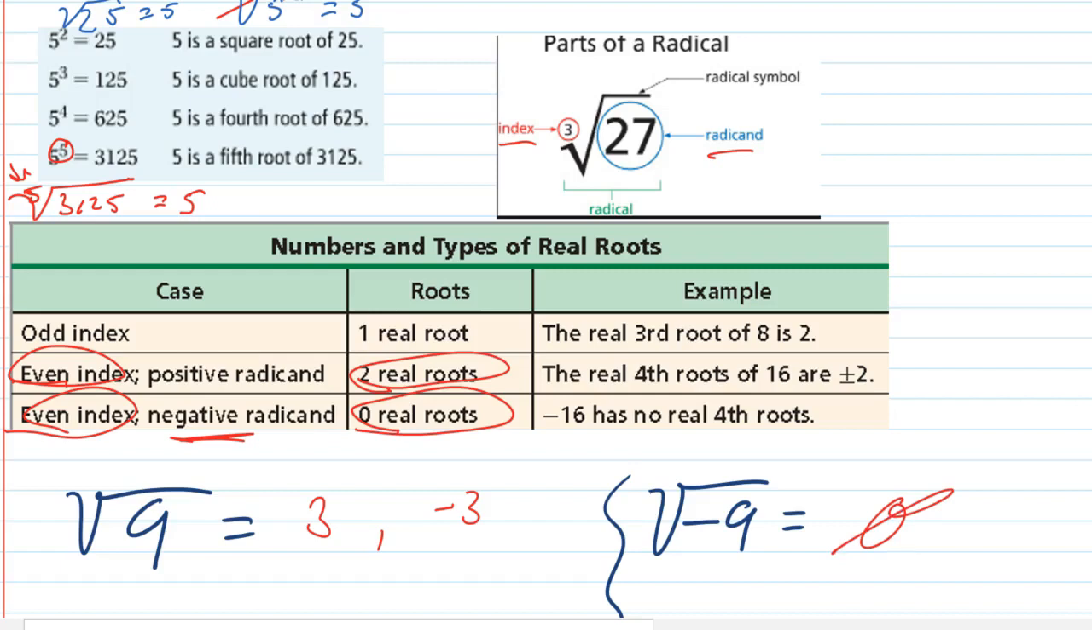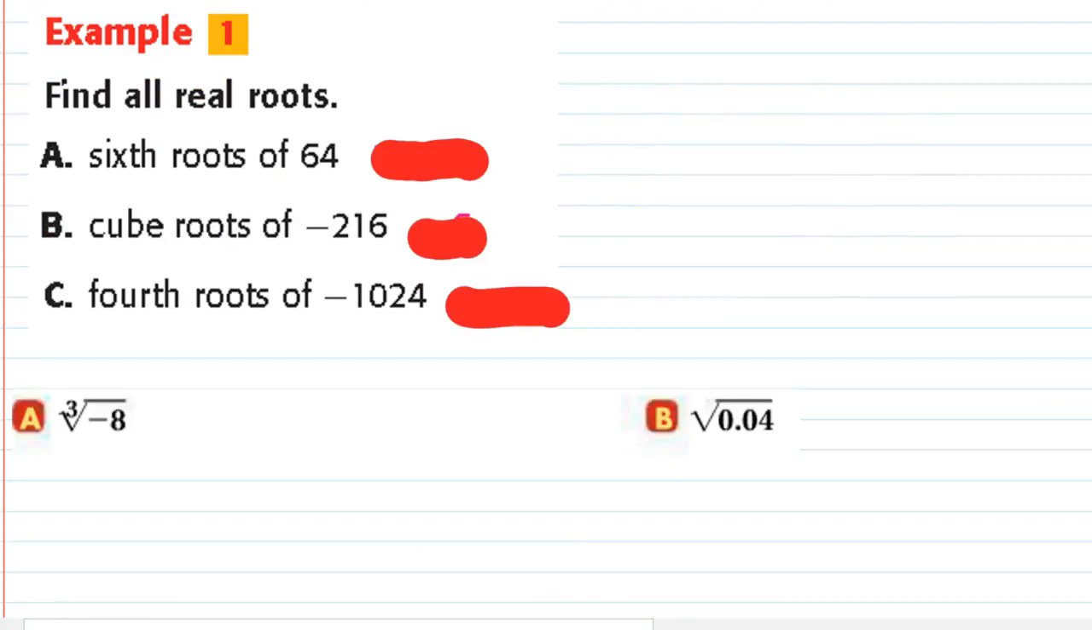Now the odd index, you're only going to have 1. A fifth root of 3125 is only going to give me a positive 5. A cube root of 27 is only going to give me a positive 3. Also with an odd index, I can take negatives. Let's run through a few examples really quickly.